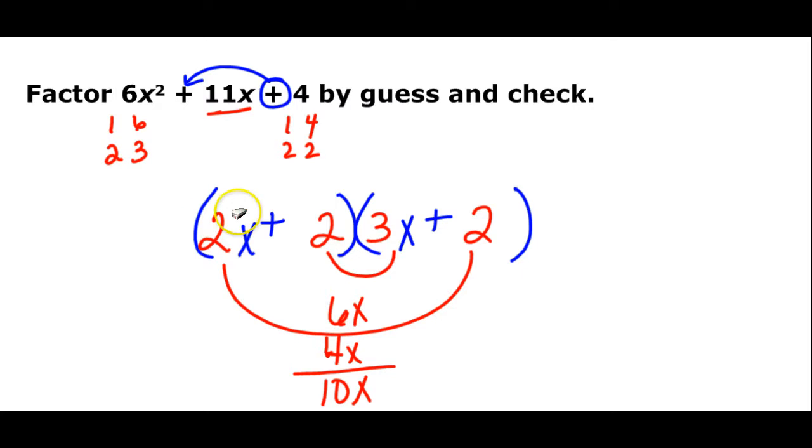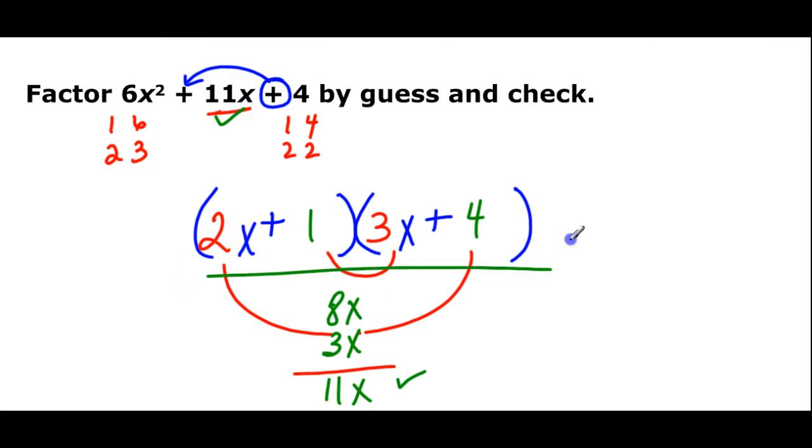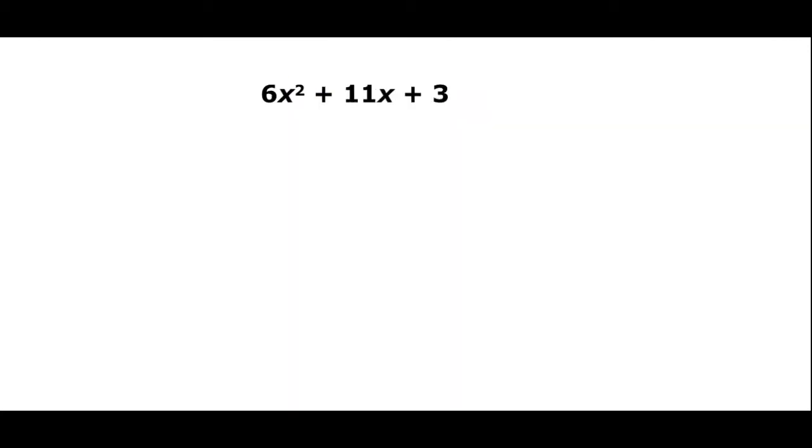So I'm going to go ahead and keep the 2 and the 3 here, and I'm going to change this to maybe a 1 and a 4. So I'm going to put a 1 here and a 4 here. So that's going to change these. So I guessed again, and now I'm going to check. So I've got 2x times 4x is 8x. 1x times 3x is 3x. 8x plus 3x is 11x. Check, check. So there it is factored. And again, that's called the guess and check method.